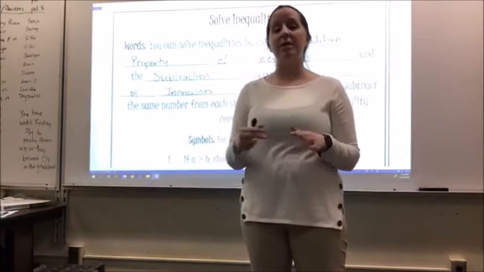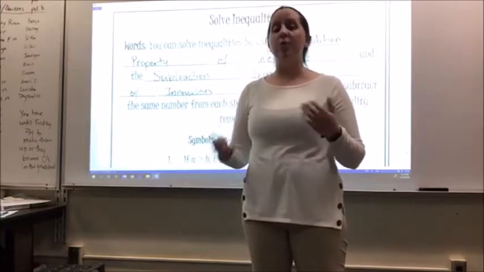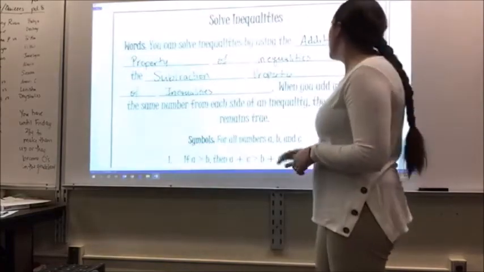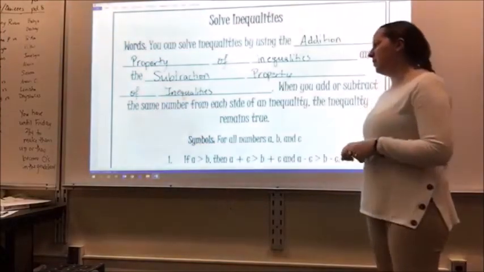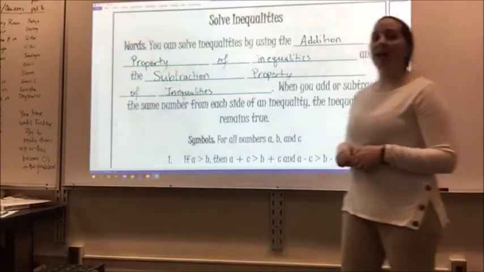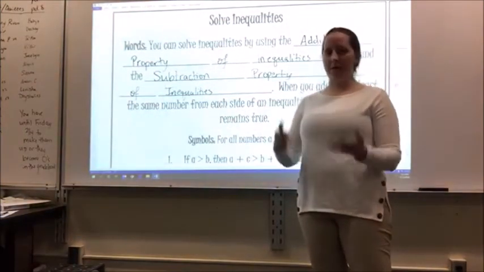So, okay, same type of thing. For addition property, you add. For subtraction property, you're subtracting from both sides. Okay? When you add or subtract the same number from each side of an inequality, the inequality remains true. Okay? Again, very similar for equations, except now we're dealing with inequalities.